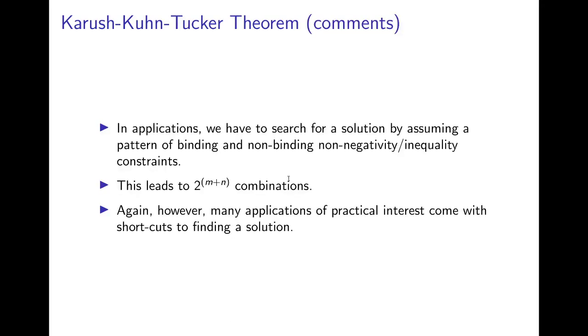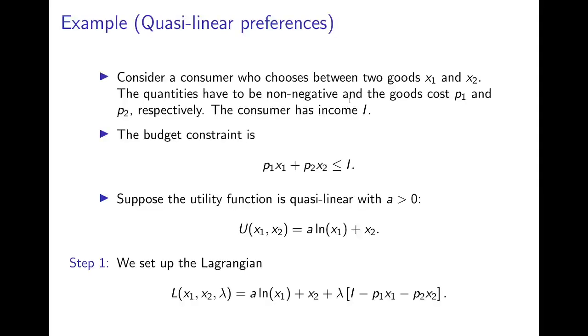Now, in this case, searching for solutions is again even more cumbersome than before because we would have to check for 2 to the power of m plus n different combinations of different conditions, the non-negativity constraints as well as the inequality constraints. But again, many applications that are of practical interest come with shortcuts to finding such a solution. Now we again look at an example where we apply the method of Karush-Kuhn-Tucker.